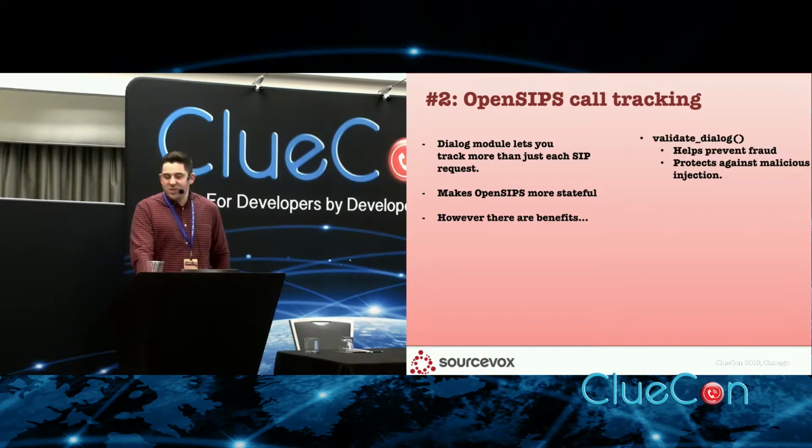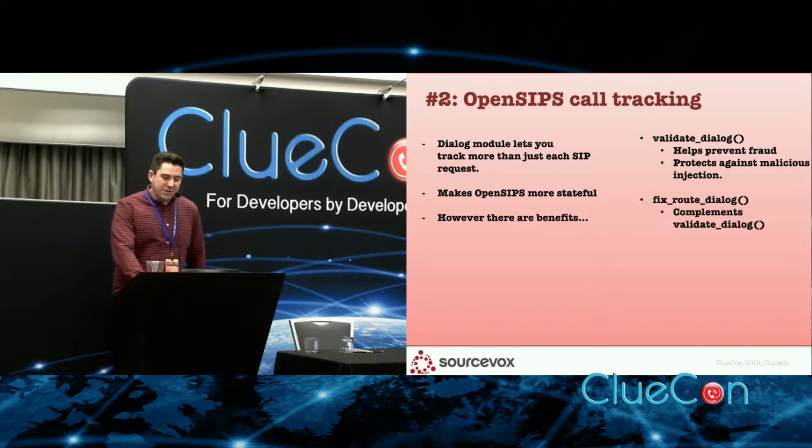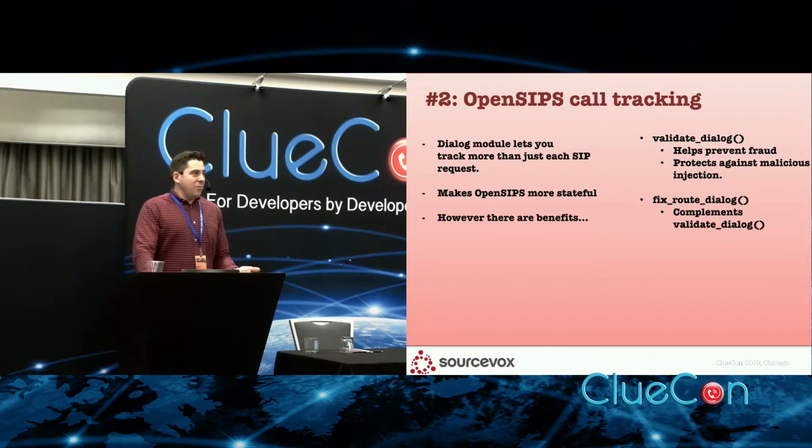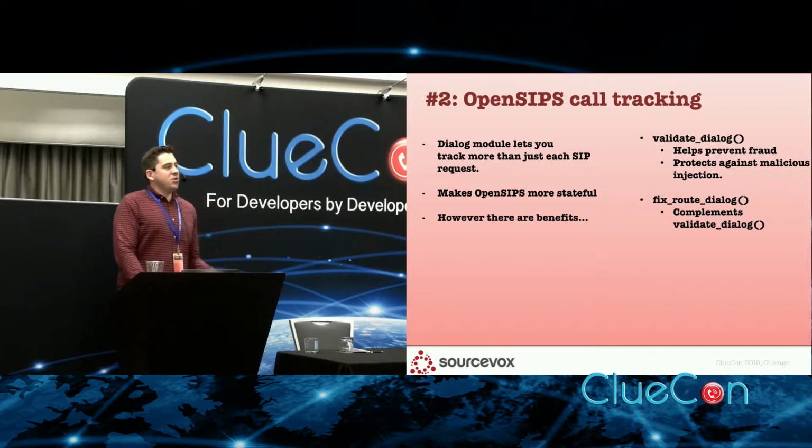So things such as call functions that would validate the dialogue. You can check for malicious injection of headers when calls are being routed through your platform, and just check that people are not trying to do malicious things as they send requests through your SIP proxies. You can also then call a fix route dialog function, which will say, okay, we don't believe that this is a valid route set coming into our proxy, but we can actually fix it. OpenSIPs can fix it up because it's now stateful.